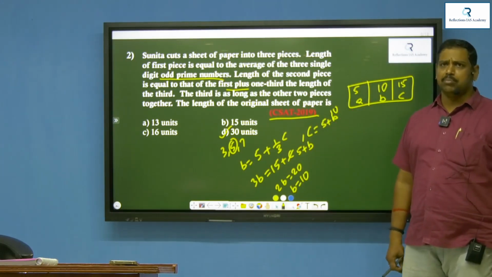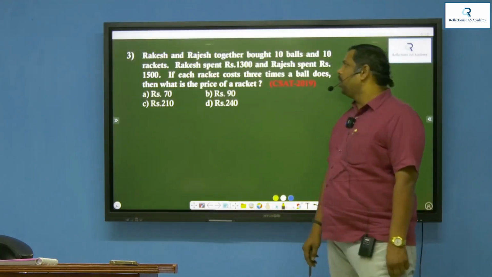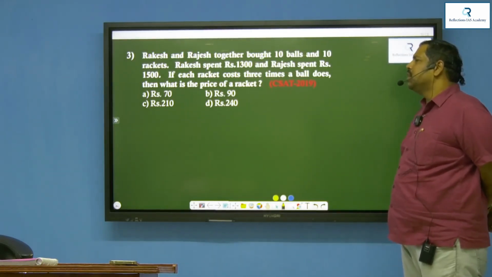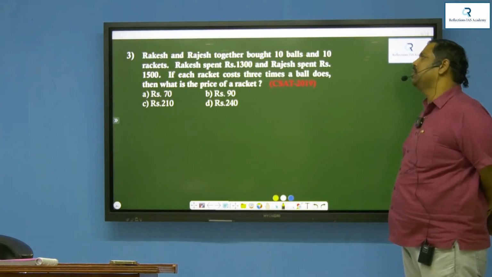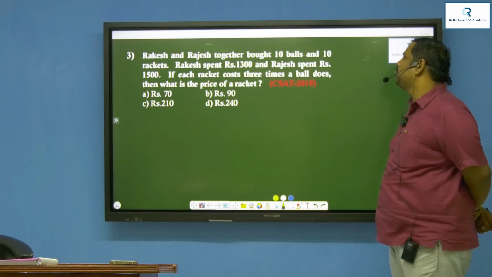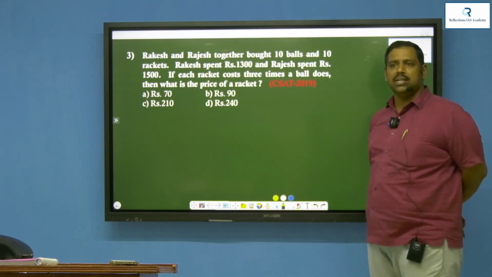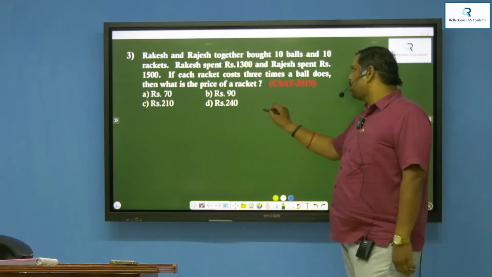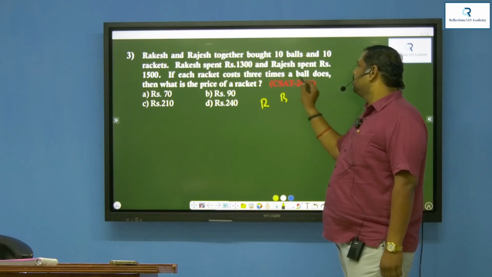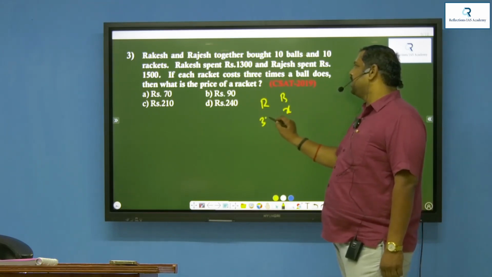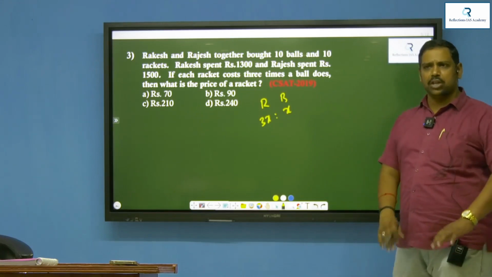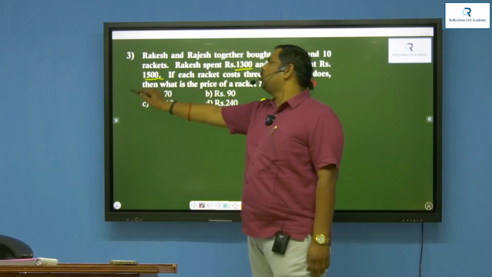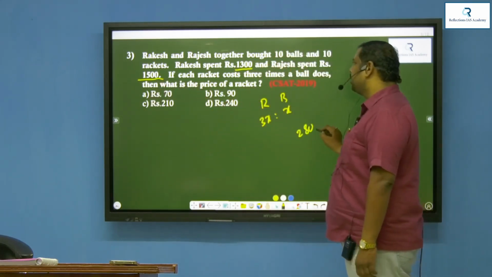Is it a difficult question or a simple one? Simple one. Rakesh and Rajesh together bought 10 balls and 10 rockets. Rakesh spent 1300 and Rajesh spent 1500. If each rocket costs 3 times a ball, what is the price of a rocket? If the ball is x, then the rocket is 3x. This is the first statement. The total amount they spent is 1300 plus 1500, which is 2800.